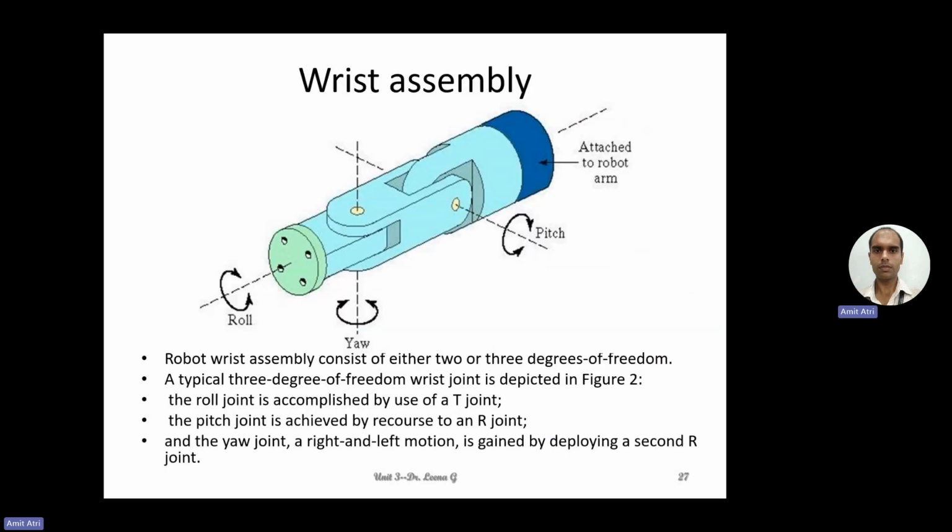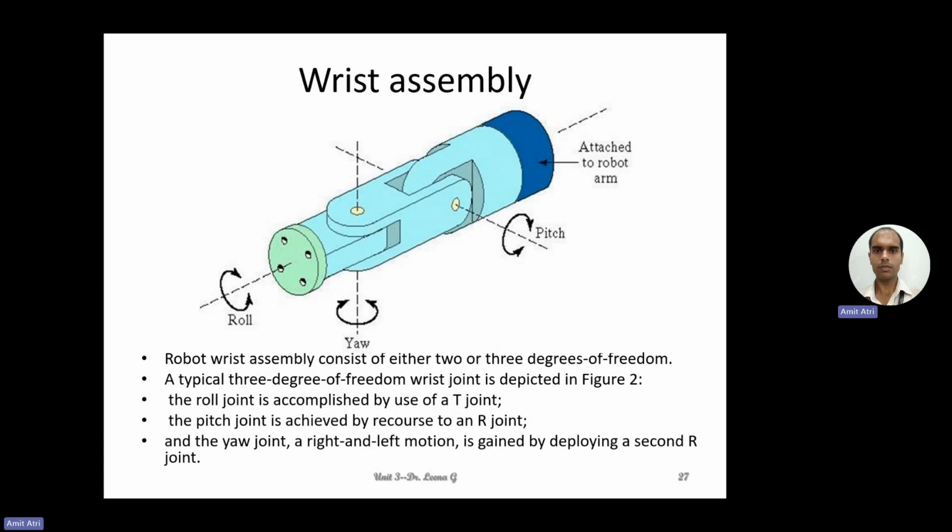Okay, now the last joint, that is the wrist assembly. A robot wrist assembly consists of either 2 or 3 degrees of freedom, because this is similar to the fingers, the wrist joint and the fingers attached there. The end effector of the robot is attached here to the wrist assembly. The base here, the dark blue colored base, is attached to the robot arm. Then the first joint or first axis, then the second axis, the third axis. So three axes are there, and each one of them can give a revolving type of motion.